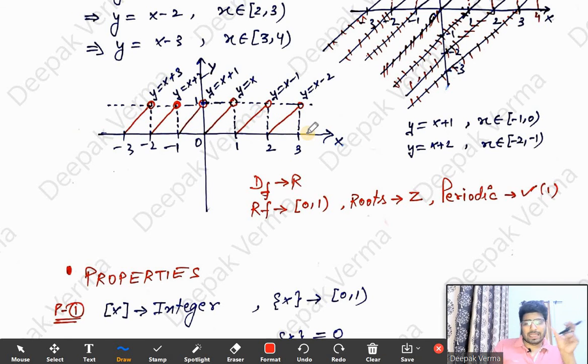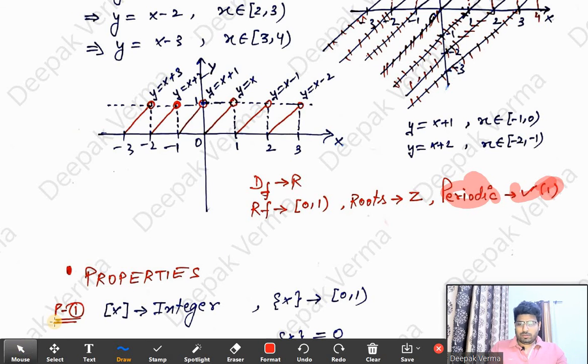So here period is 1. Period is the minimum length after which the graph repeats itself. Got it? I hope it is clear. Again, I am repeating, period is the minimum length after which the graph repeats itself. And of course, the function is periodic with period 1.